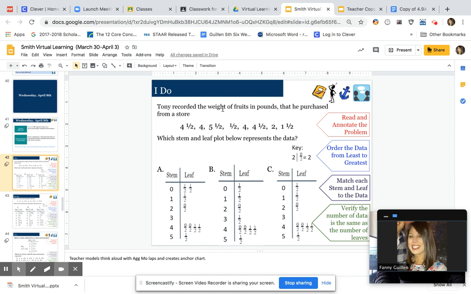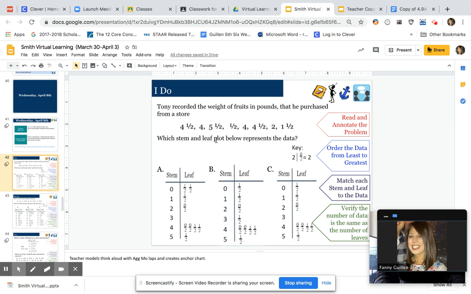It says Tony recorded the weight of fruits in pounds that he purchased from a store. So here are the fruits. One of them weighed 4.5 pounds. One bag weighed 4 pounds. Another bag weighed 5.5. Another bag weighed 1/2. Another bag weighed 4 pounds. Another bag weighed 4.5, and another bag weighed 2 pounds, and another bag weighed 1.5.